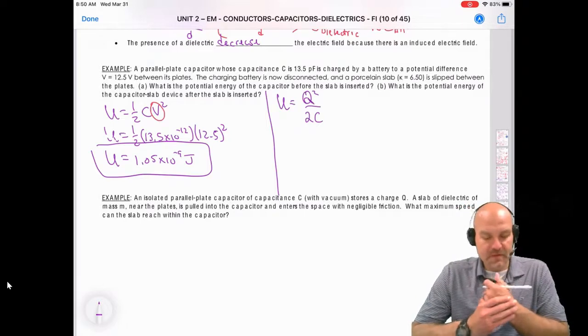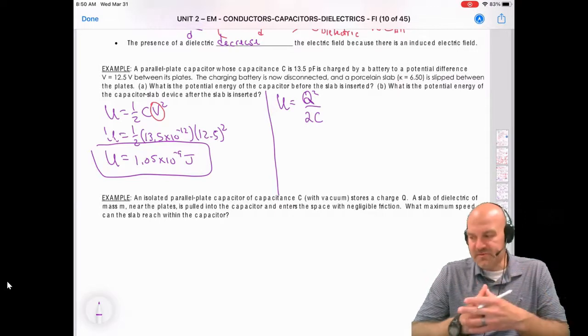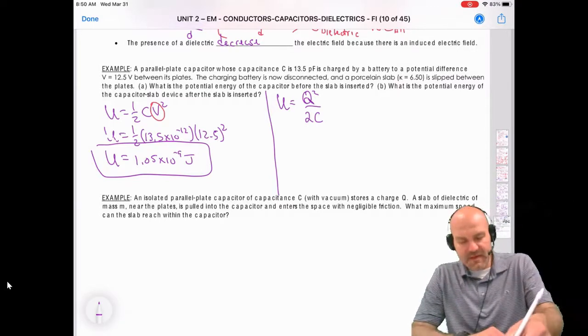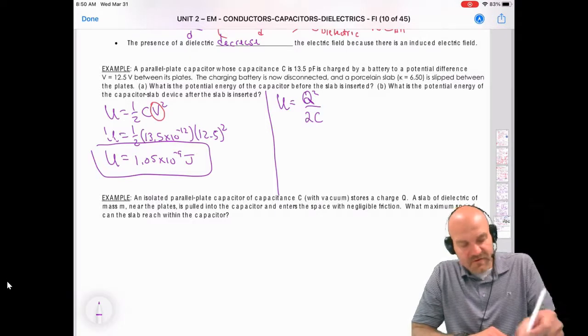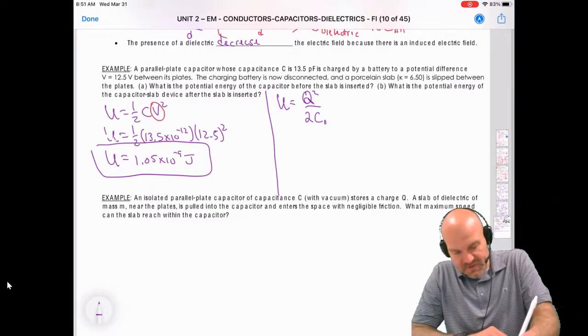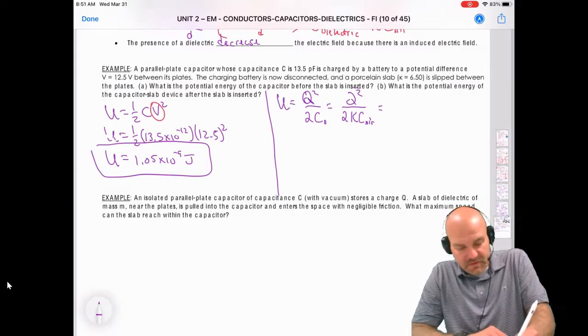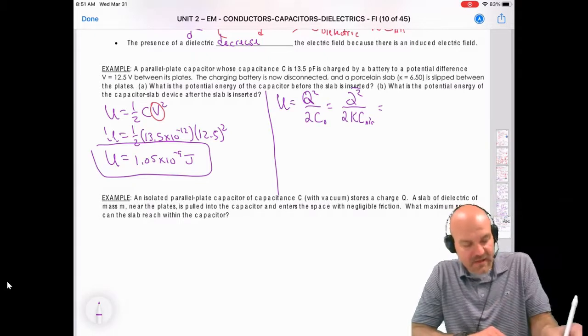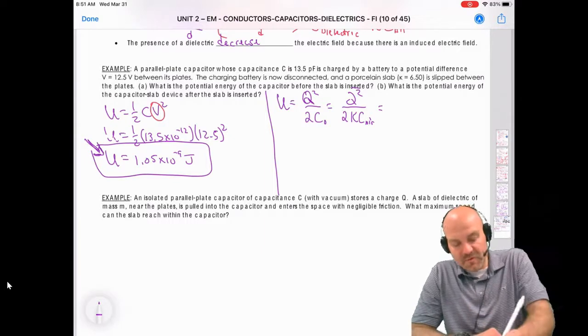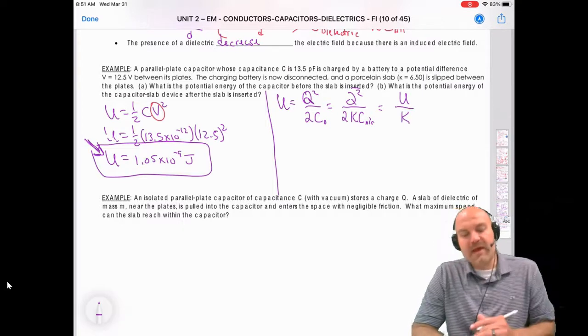Plugging in and doing a little bit of algebra, what does that mean? If I want the energy with a dielectric, I've got Q squared over 2 kappa C air. But Q squared over 2C air is this number right here. So what this really means is just going to be my potential over my kappa.